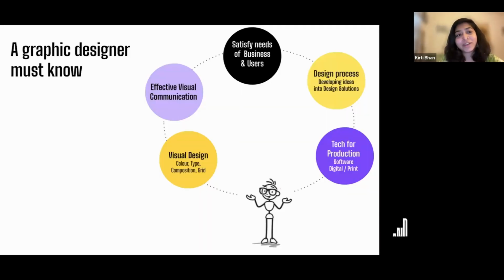So taking you further, what a graphic designer must know. We can see a nice visual with 5 circles that have individual characteristics and things that a graphic designer must know. Basically we start with the visual design, the very basic. A graphic designer must have an understanding of the core elements of visual design, which includes color, typography, composition, and grid systems. These fundamentals help us create balanced, engaging, and aesthetically pleasing designs.